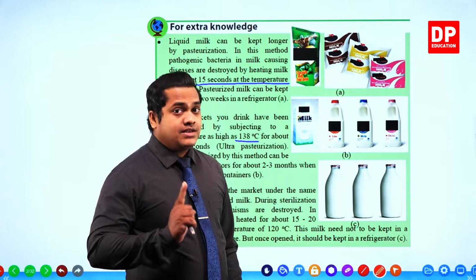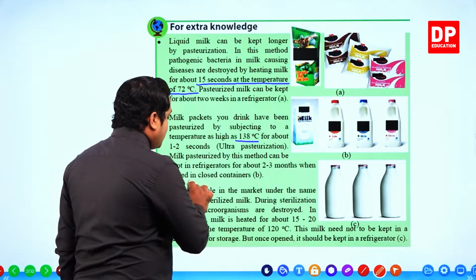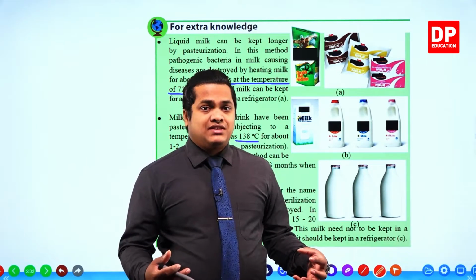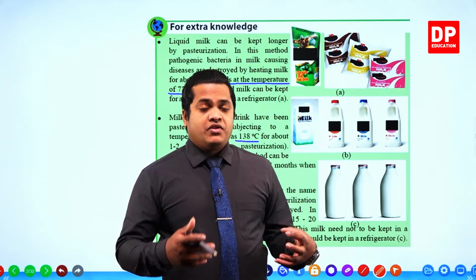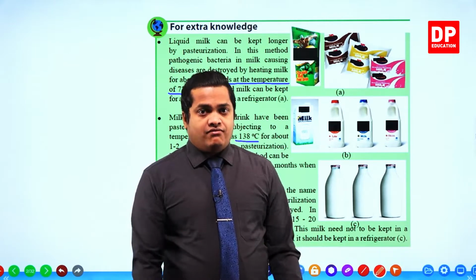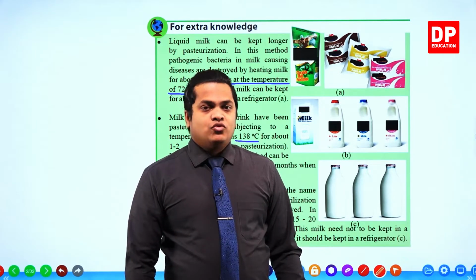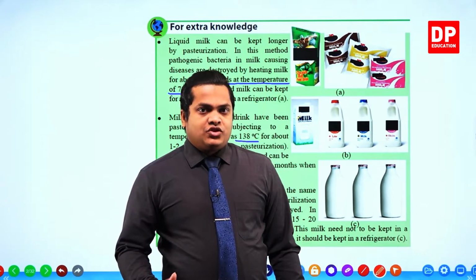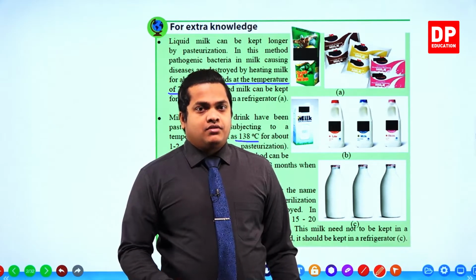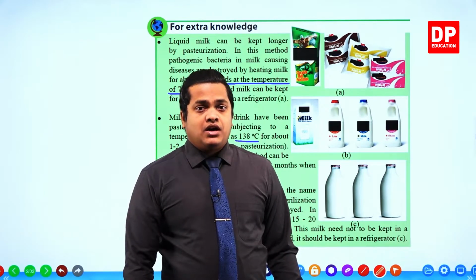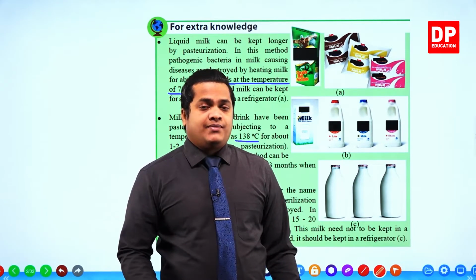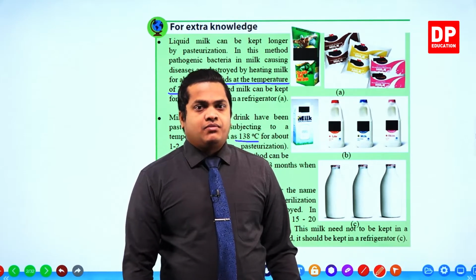But, my dear children, like I said earlier, those should be stored in closed containers. If you open them and expose them to the environment for a longer time, even a few hours, then there is a risk. You won't be able to keep it for 2 to 3 months, and the taste is going to differ for sure. So even though they are ultra pasteurized, you have to keep them in a closed container in order to preserve them for about 2 to 3 months.